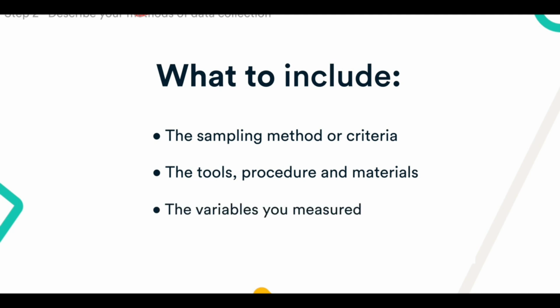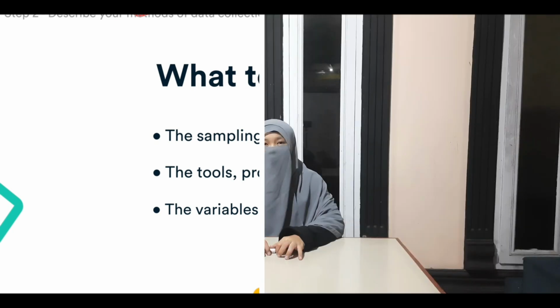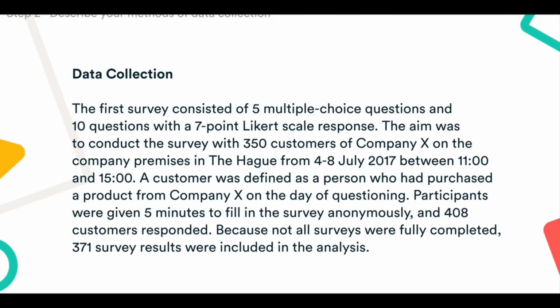how you measured your variables, especially in quantitative and experimental research. You should give enough detail for it to be replicated by another researcher. So, let's say we're researching the opinions of a company's customers and we collected our data through surveys. A paragraph from our methodology chapter might look something like this.